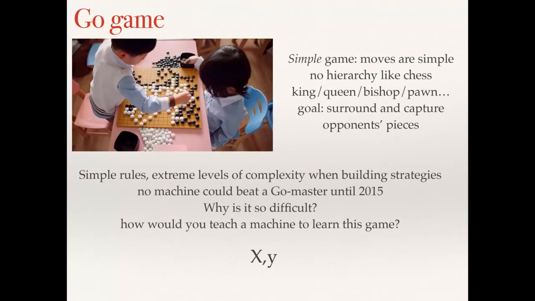They have simple rules, but it has extreme levels of complexity when building strategies, because there are many things you can do in order to achieve that very simple goal, which is to surround and capture as many of the opponent's pieces. In particular, the board of Go is a 19x19 board.